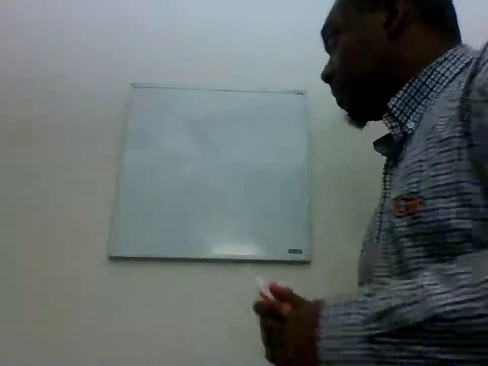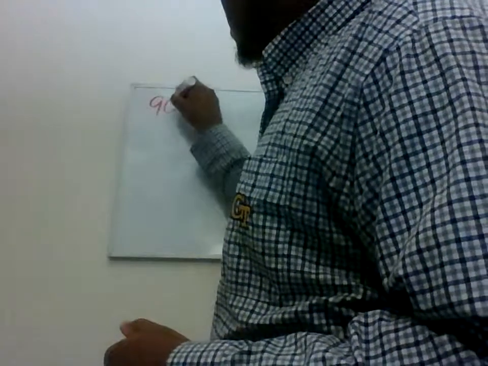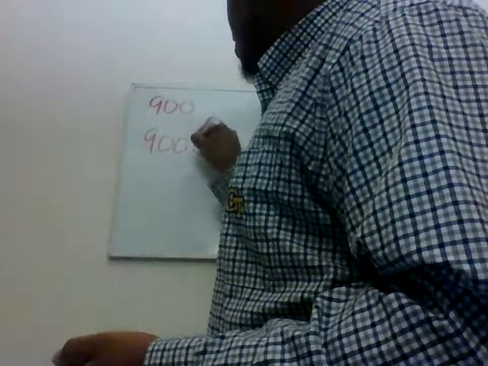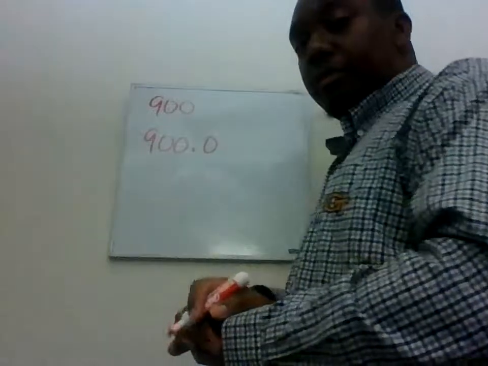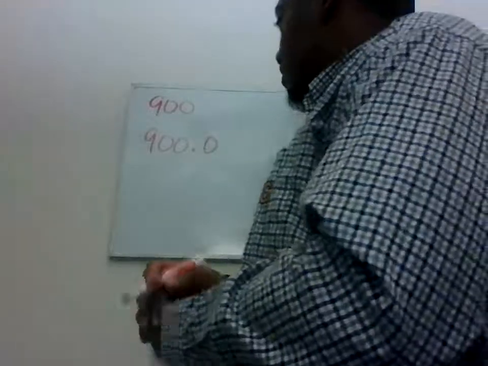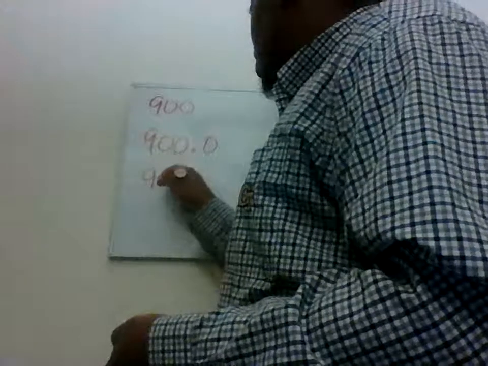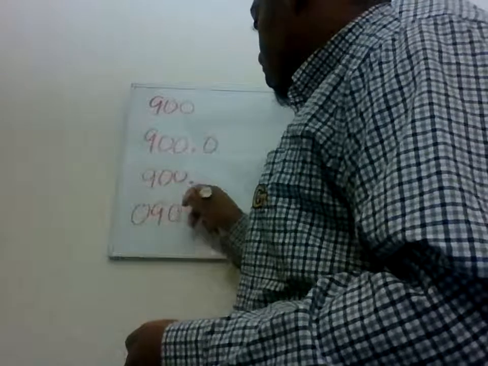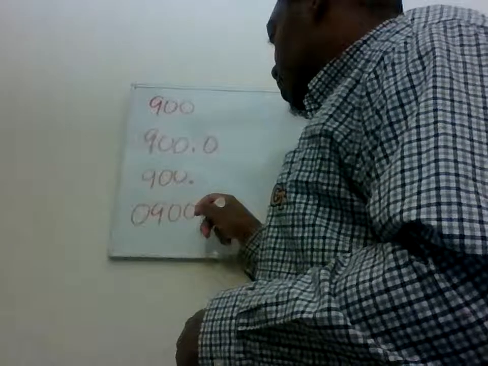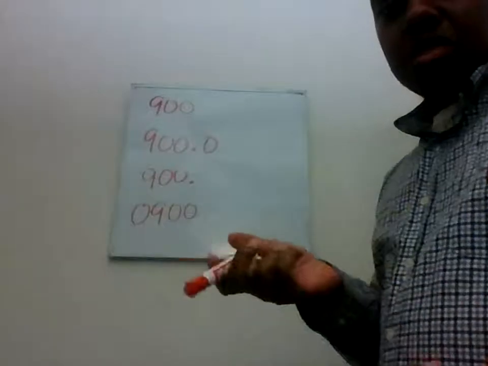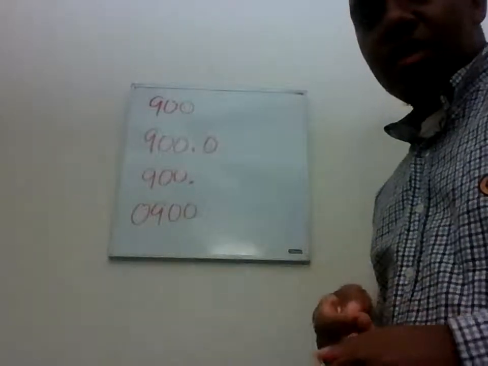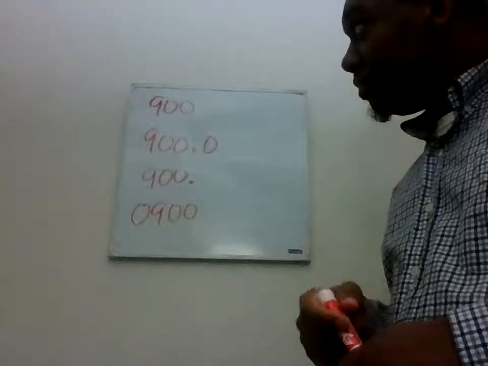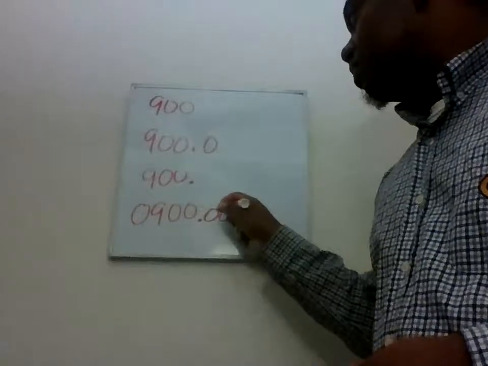For example, if I have the number 900, or the number 900.0, or the number 900 point, or 0900. Well, you would say all of these are the same value, right? That's true. They all have the same value of 900. There's no difference in any of them. However, actually, I'll make this one be 0.00.